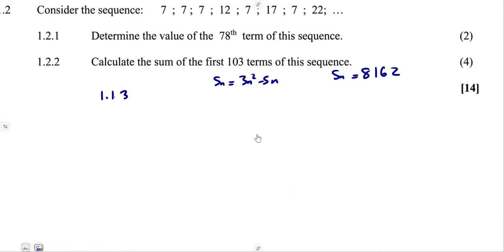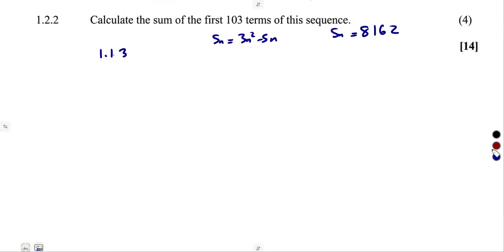So we can determine the number of terms, which is n. How can we determine that? These two represent the same thing. Therefore, the algebraic expression 3n squared minus 5n must be equal to the numerical value that we are given as 8,162. This is a quadratic equation.